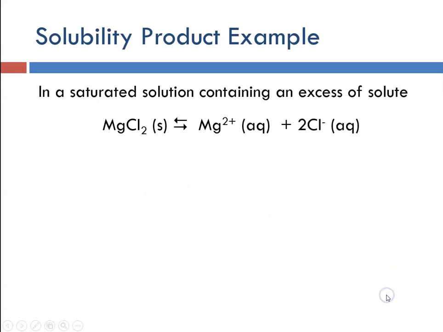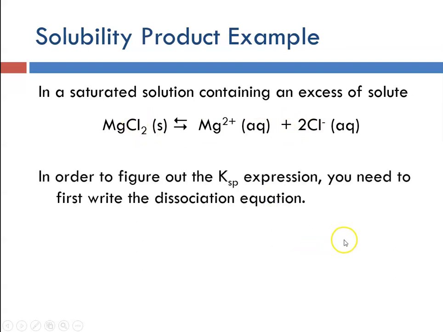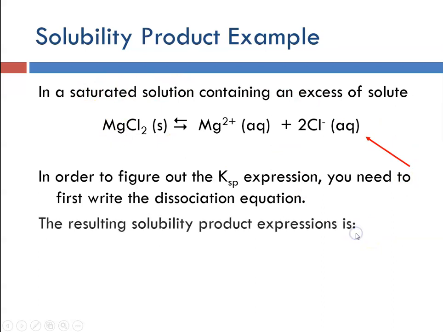In a saturated solution containing an excess of solute, such as this one where I have magnesium chloride, remember that when magnesium chloride dissolves and dissociates, you get 1 mole of magnesium ions for every mole of magnesium chloride, and you get 2 moles of chloride ions, because again, you've got a 2-to-1 ratio here. In order to figure out the KSP expression, you need to first write your dissociation equation, which is what I did here. Then you can write your resulting solubility product expression. And in this case, the KSP would be the concentration of magnesium ions, and these are molarity concentration, times the chloride ion concentration squared. And it's squared because of this coefficient of 2.